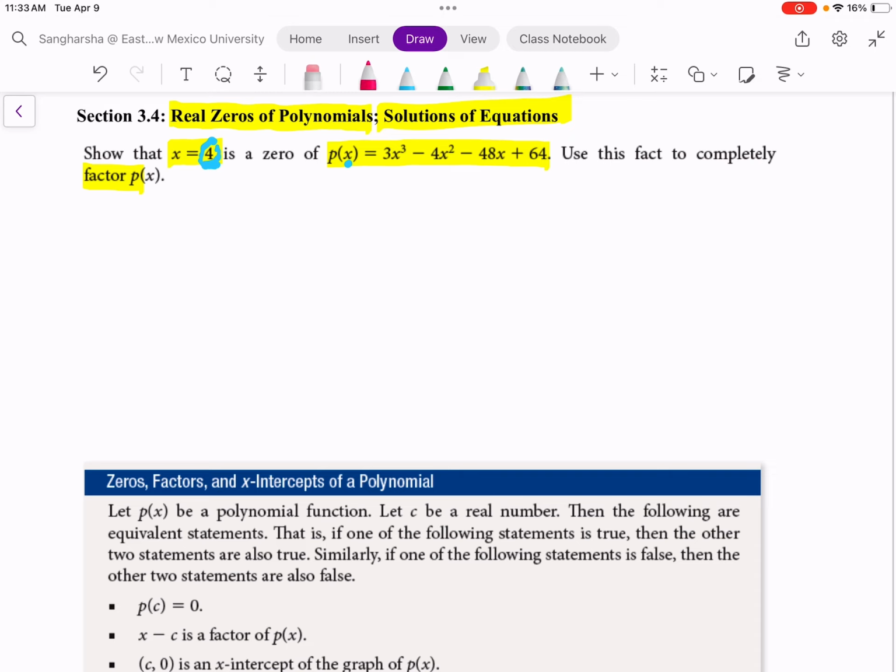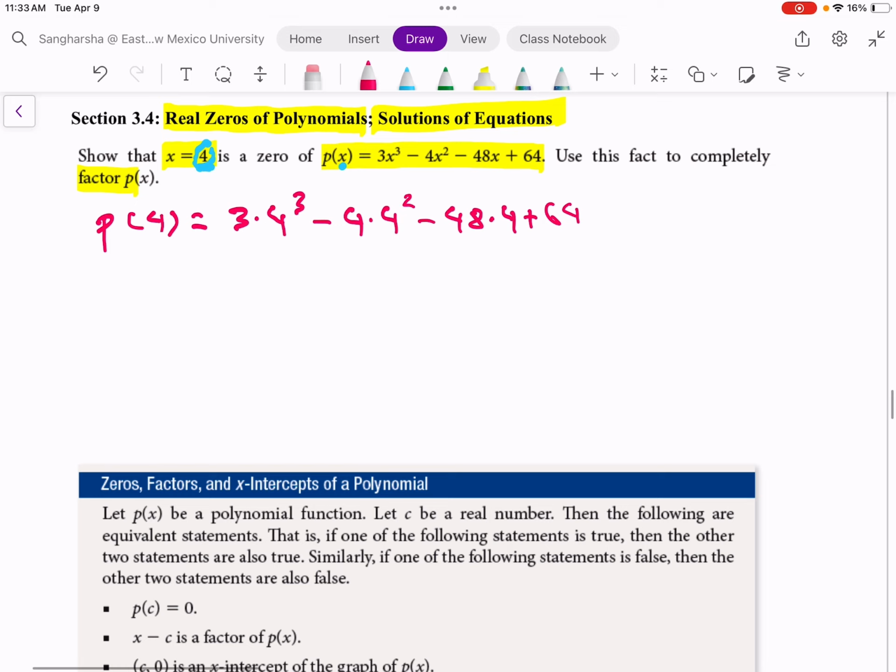So we have p of 4 equals 3 times 4 cubed minus 4 times 4 squared minus 48 times 4 plus 64. In order to check whether a given input is a zero or not, you substitute that given number for every x. If you get your output 0, then the given number is a real zero. Okay, now let's see if we get 0 here or not.